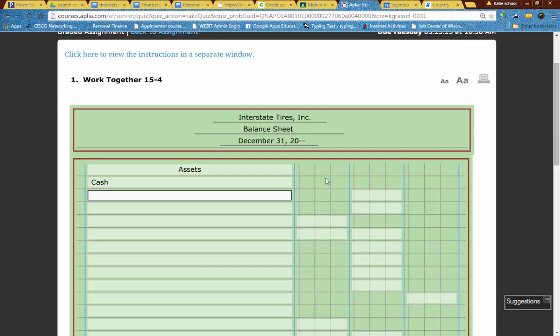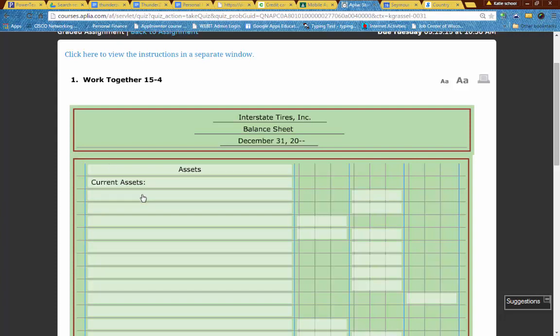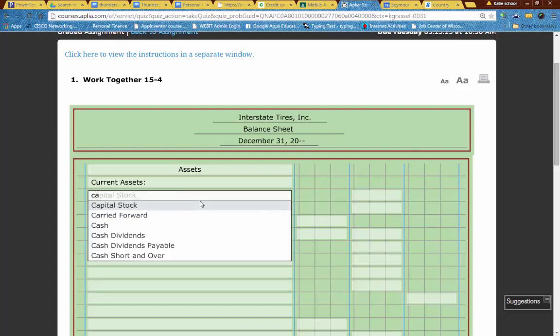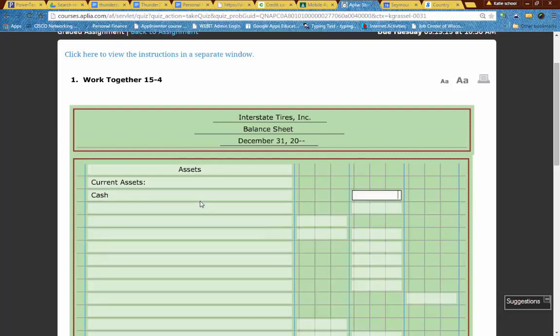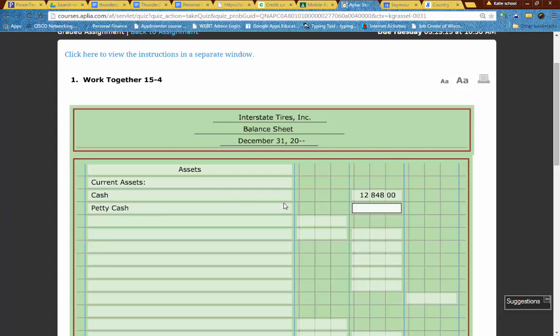We have two types of assets. We have current assets and we have plant assets. Current assets are going to be ones that are easily transitioned into cash, and then we have plant assets, which basically are going to be like equipment type of items. After our heading of current assets, then I'm going to do cash. And cash has a balance of $12,848. And again, getting those numbers just directly from the worksheet. Petty cash has a balance of $300.